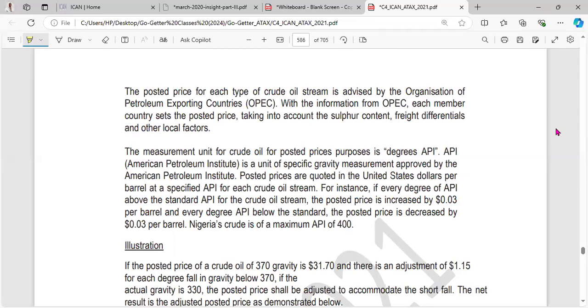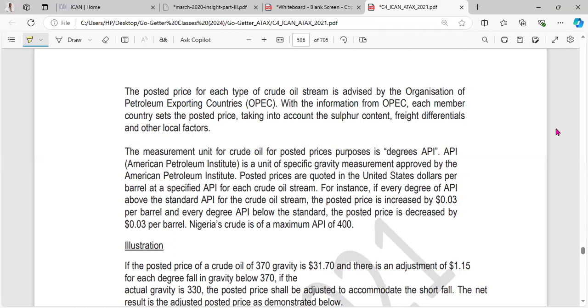Now, what they are not telling you is the API. You're just hearing the amount it is being sold per barrel. But the next question you should be asking is, what is the API gravity? Because if there are different API gravity, the amount will not be the same.